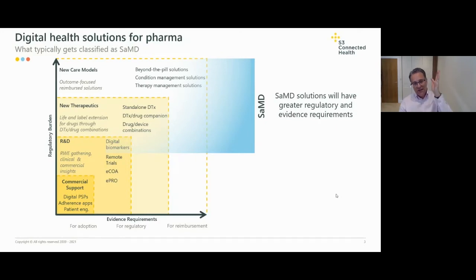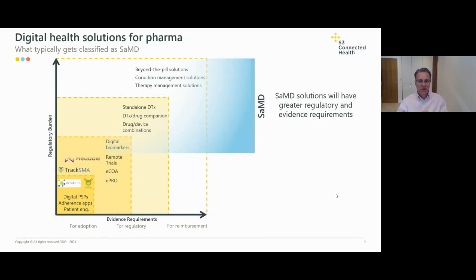And on the vertical axis, we can see that there's increasing regulatory requirements, and on the horizontal axis, there's increasing evidence requirements. And you'll see that those that require less, like patient engagement apps, tend to be in the bottom left-hand corner. While the more complex solutions, like digital therapeutics or holistic therapy management solutions, they tend to be towards the top. And while there are exceptions, I tend to say that pretty much everything in that blue section will be classified as software as a medical device. So if you can just do another build on that, please.